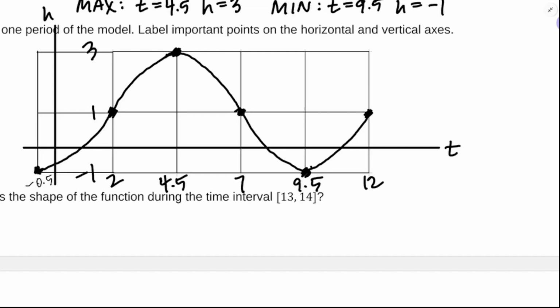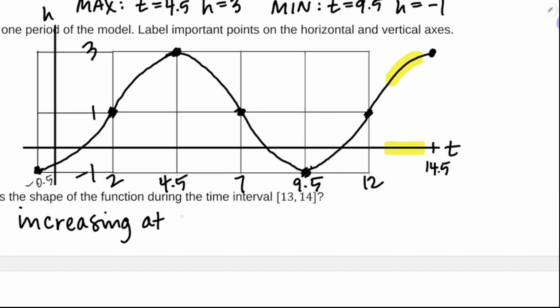Right, and then if they asked what would be the behavior of the graph of h during the time interval 13 to 14, we'd need to extend the window one more time. But I don't think we necessarily need to extend the grid. I think we just extend the graph, right? We know what's going to happen. And so between 13 and 14, that'd be kind of through here, and t, that'd be up here. We're increasing concave down. And so I might say increasing at a positive rate. I mean, well, it is increasing at a positive rate, but it's a decreasing rate.